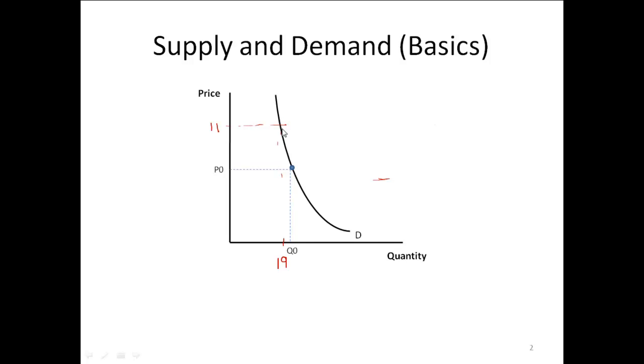Now what will happen if the price of cement goes down to $9 per unit? What will happen to the demand? Obviously, if the price goes down and nothing else changes, the demand for cement will go up. In our simple example, let's say that the demand goes up to 21. So when the price of cement goes down, the quantity demanded will go up.